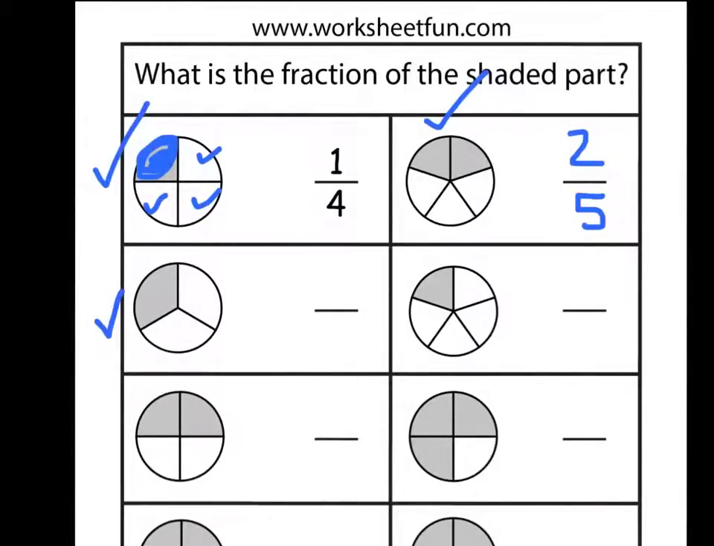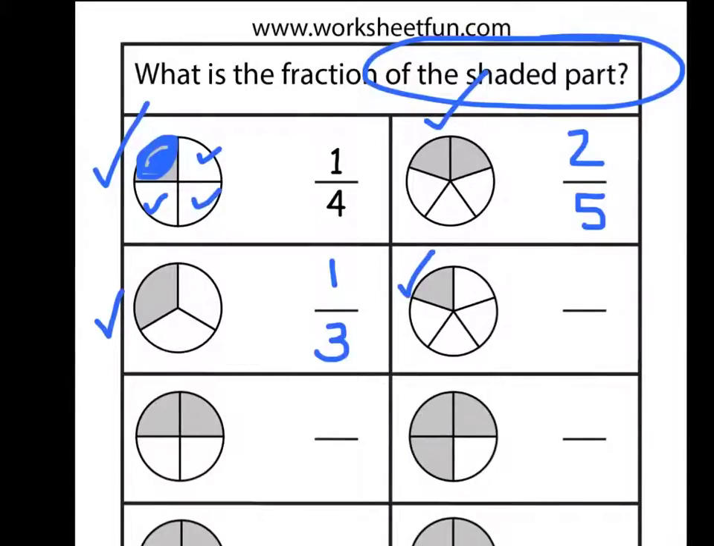The top number is going to tell us how many parts are shaded, because that's what the question is asking us, the fraction of the shaded parts. We have 1 shaded part. How many altogether? 3. The way that we say that fraction is 1/3.